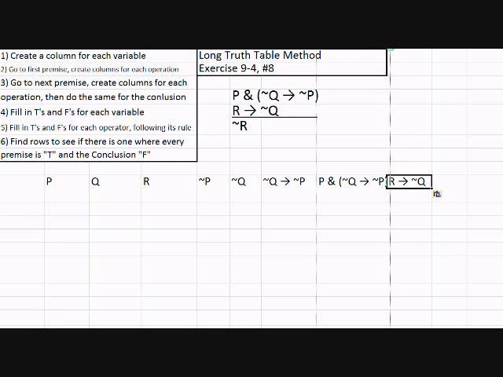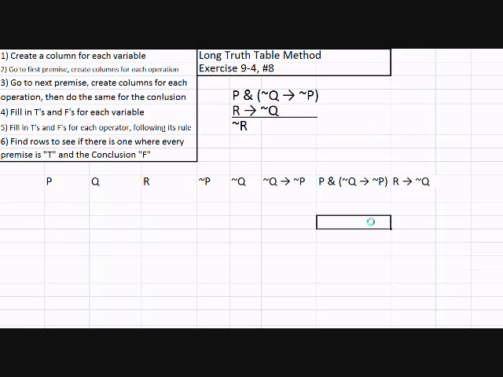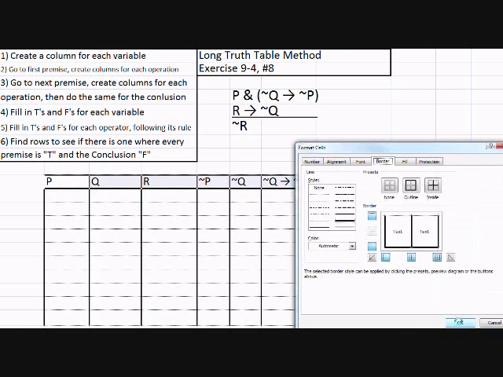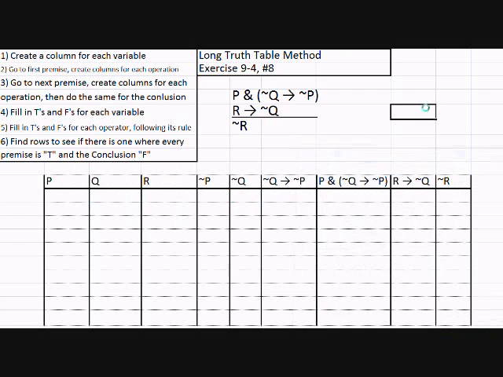And then lastly, we move to our conclusion, which in this case is not r, and thus there's the conclusion, not r. And there we go, there's our table. So let us now move to the fourth of these rules.